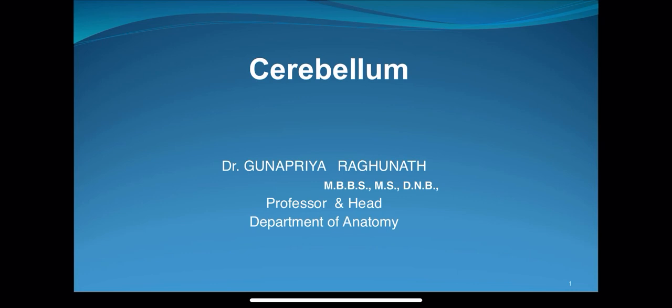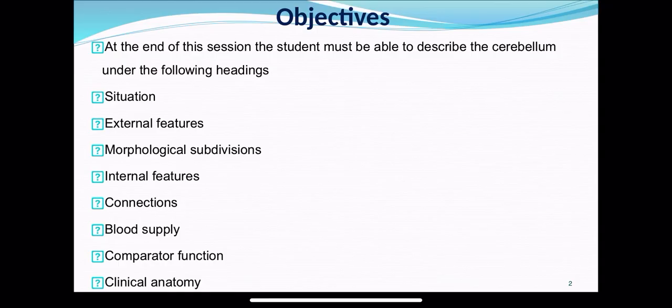As a part of the other neuroanatomy topics, the topic for today is cerebellum. So today we're going to discuss in depth about cerebellum. It's a long question that can be asked in your theory paper. The objectives of this session will be that the student must be able to describe the cerebellum under the following headings: situation, external features, morphological subdivisions, internal features, connections, blood supply, comparator function, and clinical anatomy of cerebellum. So these are the headings which can be utilized to structure your essay for a theory question paper.